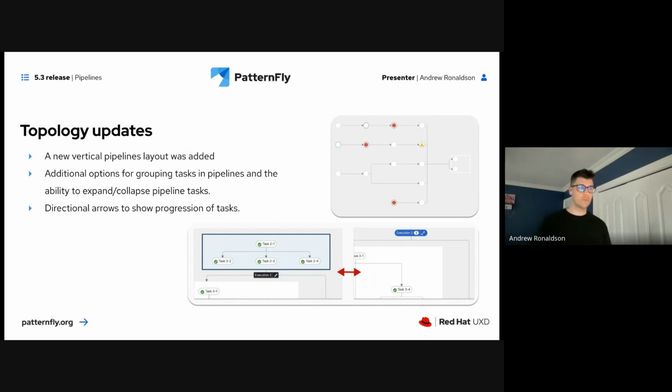Additional options for grouping. So there's nested groupings within the pipeline view. And then on top of that, we added functionality to expand and collapse those nested groups. It's similar to how it behaves in our core topology layouts. Now pipelines is also inheriting that same trait. So they can kind of clean up the number of tasks that are displayed and try and condense things down.